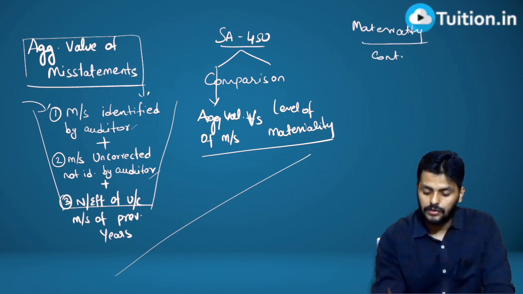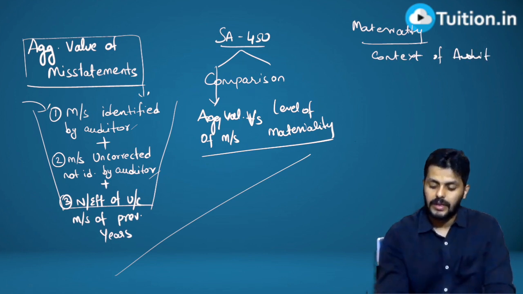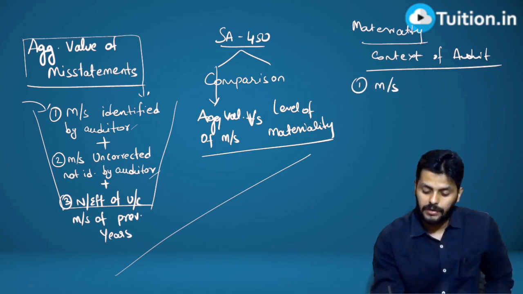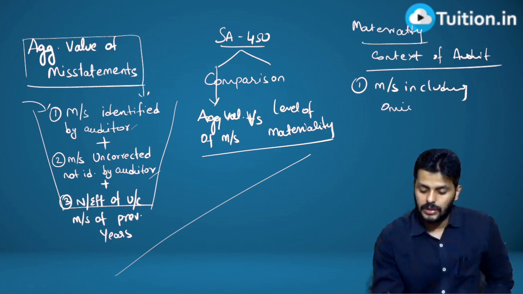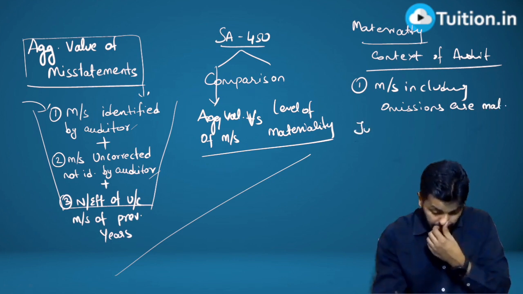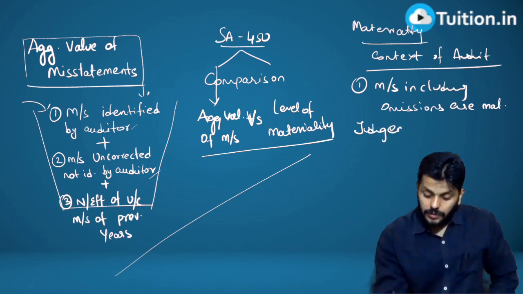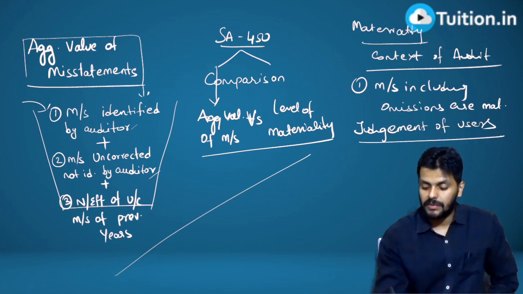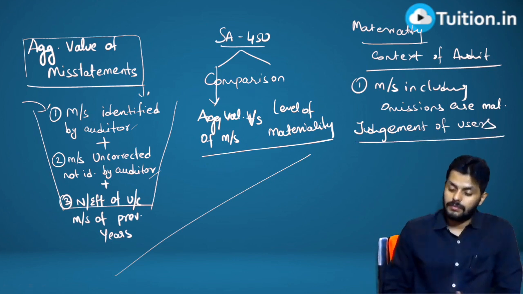Materiality in the context of audit. So there are three items. One: misstatements including omissions are material only if they affect the judgment of users. Misstatements including omissions are definitely material if they affect the judgment of users.